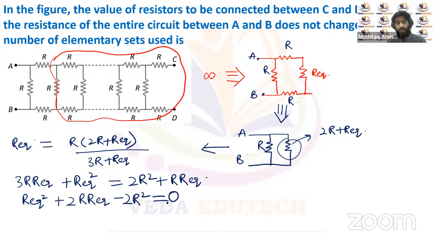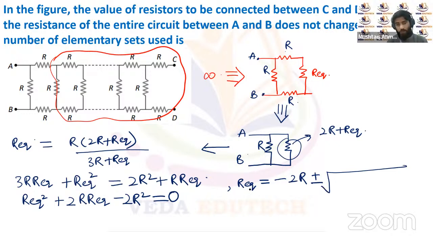In the form of R equivalent, it's a quadratic equation. We can solve this using the quadratic formula. From here, R equivalent will be equal to minus B, and the minus B here is minus 2R, minus 2R plus or minus the square root of B squared minus 4AC. That's the discriminant of this equation. B squared is nothing.